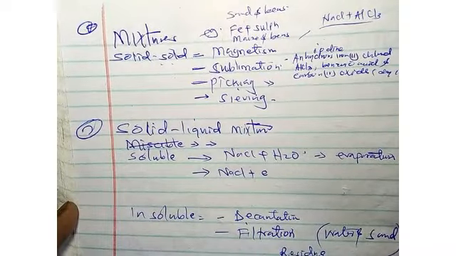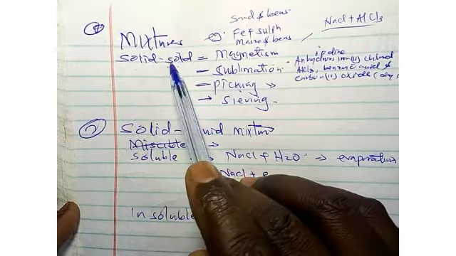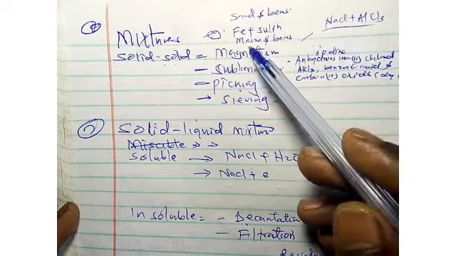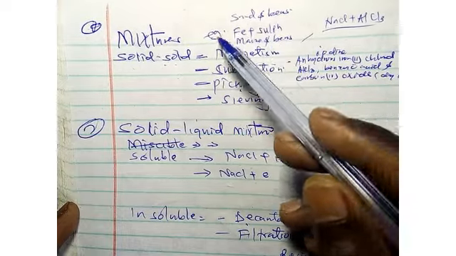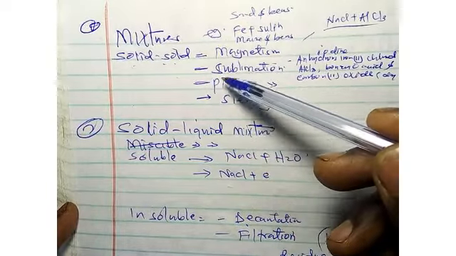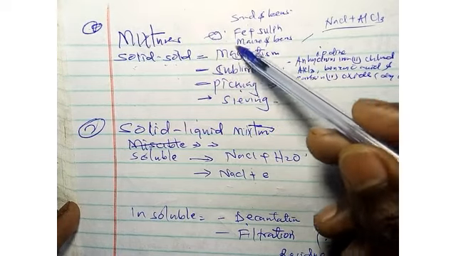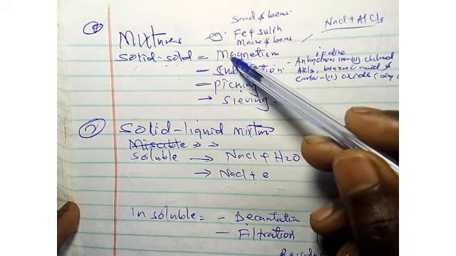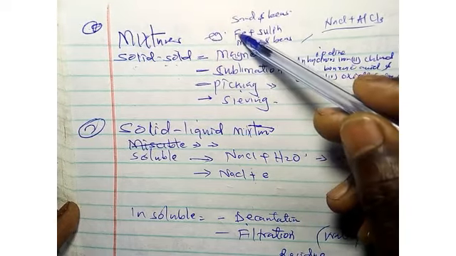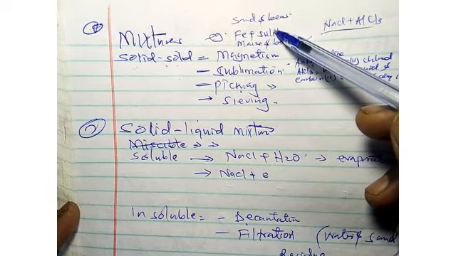You know how to define a mixture. We have a solid mixture, and examples of a solid mixture are iron and sulfur, sand and beans, maize and beans. This one is a solid mixture. How do we separate this? We can separate either by magnetism. One of them must be a magnetic material, so that it can be attracted, leaving the other. For example, iron is a magnetic material, so it can be attracted by a magnet, and sulfur will remain.